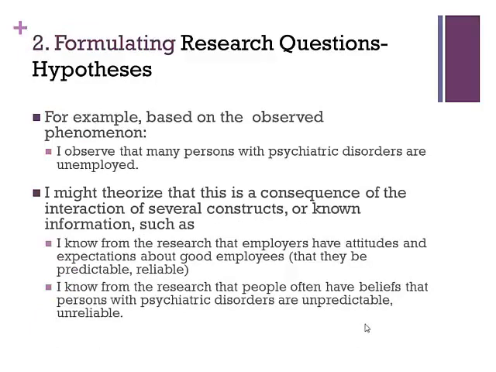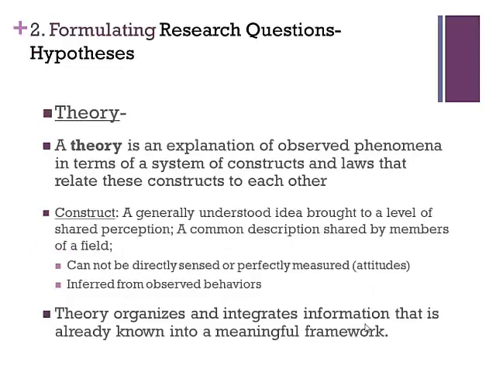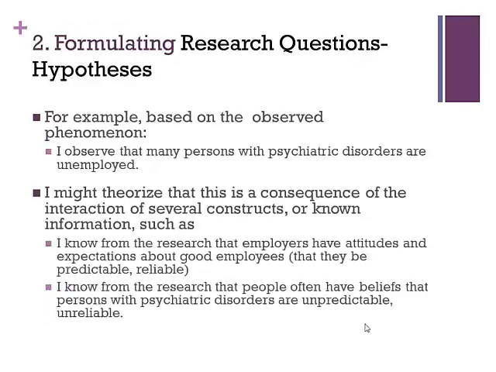All right, so we're talking about theory, let's go back and look at that definition. A theory is an explanation of observed phenomena in terms of a system of constructs and laws that relate these constructs to each other. For example, based on the observed phenomenon that many persons with psychiatric disorders are unemployed. That's something that we can observe. People with psychiatric disorders are less likely to be employed than people in the general population.